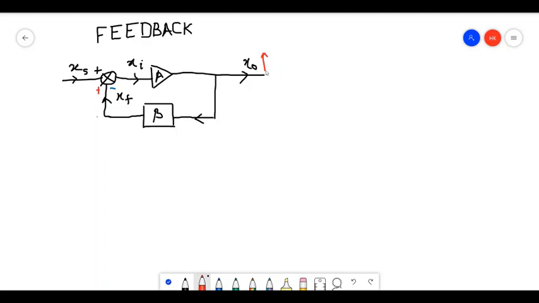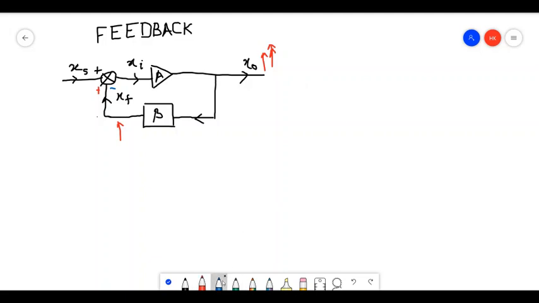So in a positive feedback system, let's suppose that the output increases. So when the output increases, you know that x_f or feedback also increases. So since we are adding this to the input, it will increase x_i and further increase the output, right? So that is how a positive feedback system works. Positive feedback systems are usually used to make oscillators, right?